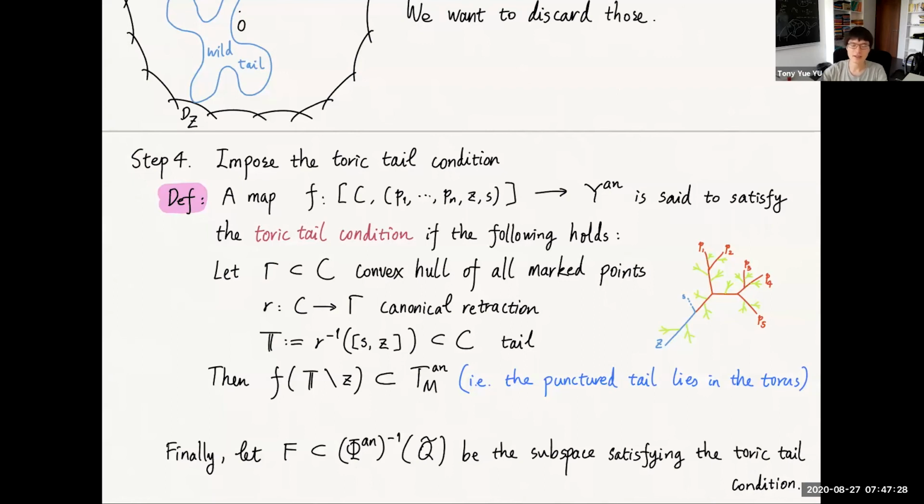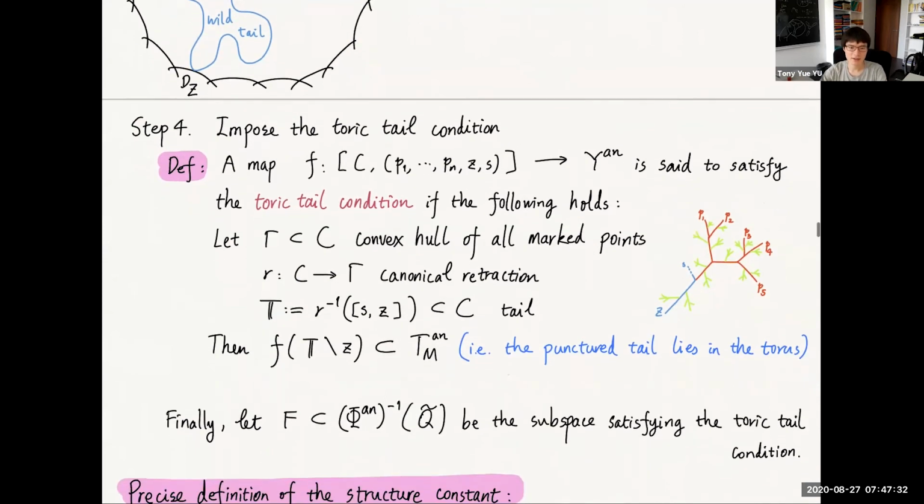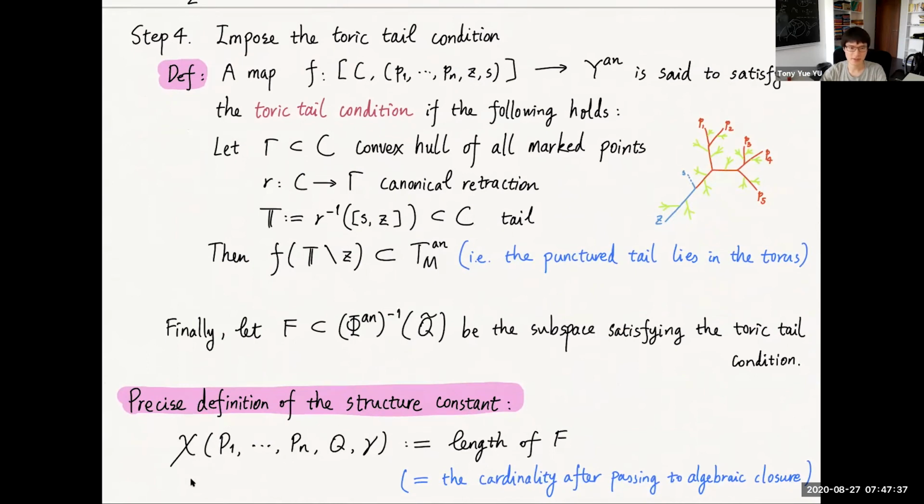So here everything is self-contained, and we obtain the precise definition of the structure constant. Chi, P1 to Pn, Q, gamma, is just the length of this finite analytic space. A finite analytic space is just some points with some nilpotents, same as a finite scheme. If you don't like to take length, it's the same as taking the cardinality after passing to some algebraic closure. So this is the precise definition of the structure constant. I just want to show you that the self-contained definition is pretty short, but eventually all you need to keep in mind is just the heuristic idea. The count of such holomorphic disks is responsible for the multiplication of the mirror algebra.